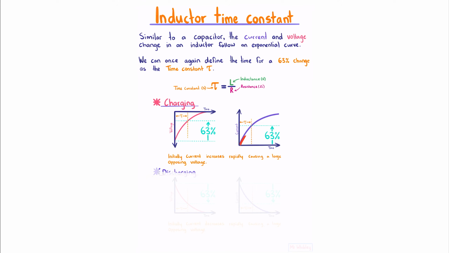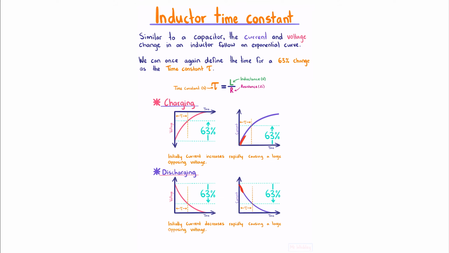In the case where we are discharging our inductor, graphing our voltage and our current, it goes from a maximum value to 0, and the time for it to decrease by 63% is our time constant tau. As with before, because our rate of change of current is the greatest initially, our voltage starts off at a maximum and then decreases to 0 as the rate of change of current decreases to 0. The time for it to decrease by 63% is once again our time constant tau. And so initially the current decreases rapidly, causing a large opposing voltage.